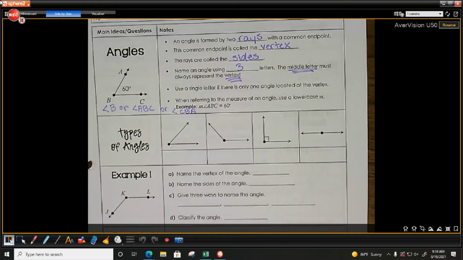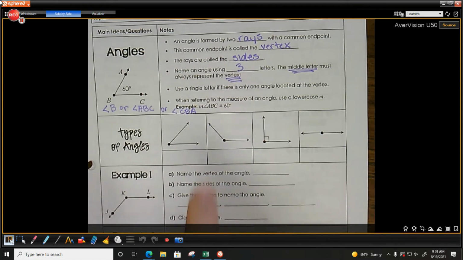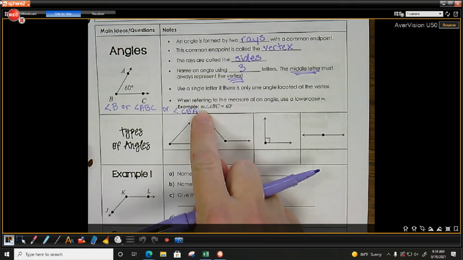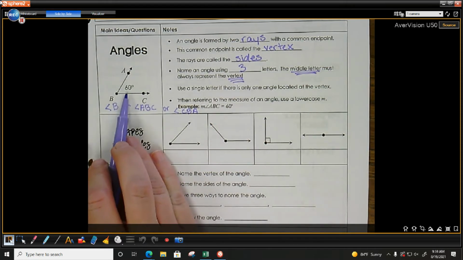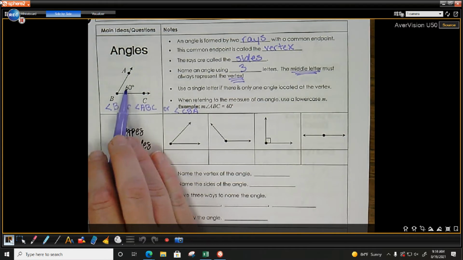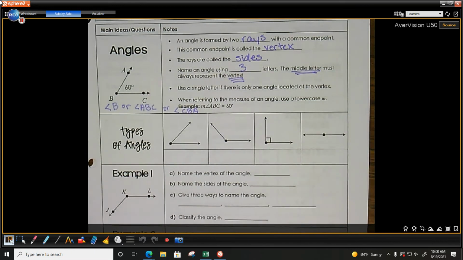Did I answer your question? We good? Okay, when you're referring to the measure of an angle, you use a lowercase m. That's what I said before. That m stands for the measure of angle ABC is 60 degrees. Okay? Notice when I have my angle measure, there's a what symbol? A degree symbol. Okay? We good with that?